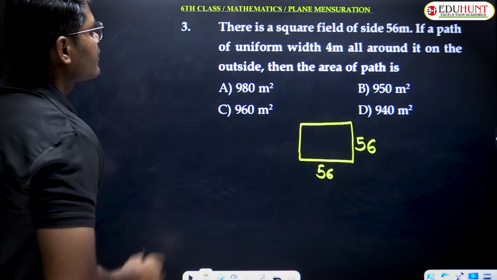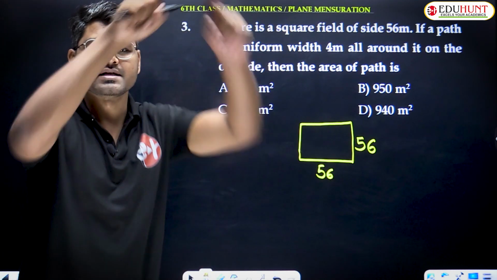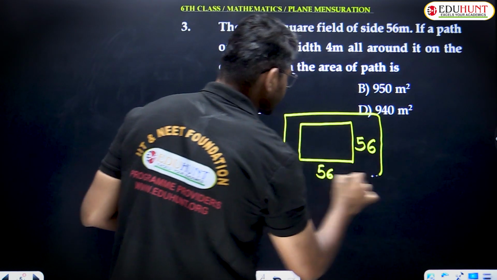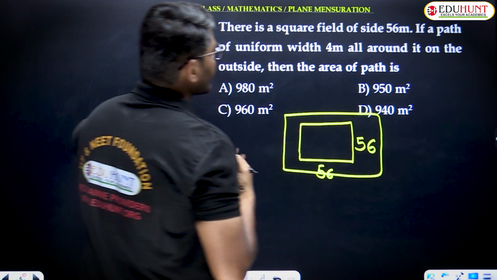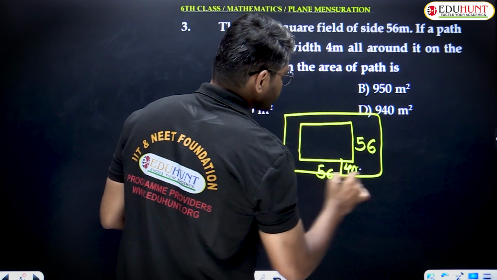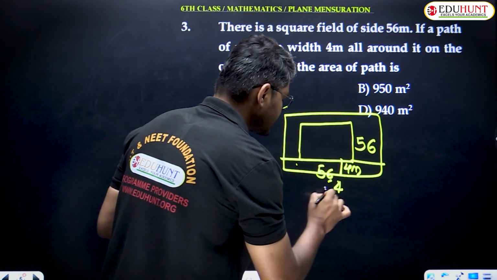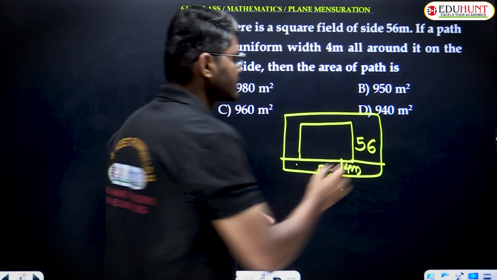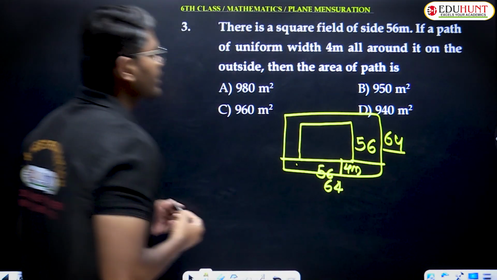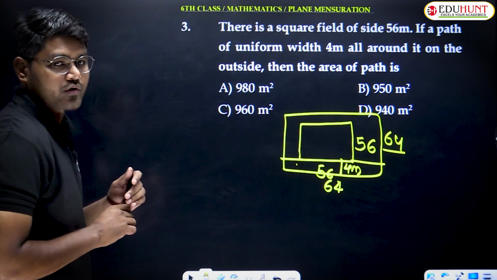If a path of uniform width 4 meters runs all around it on the outside, that means an outer border. Okay, right. So this is like this. This width is 4 meters. So this is 4, this is 4. This 60 plus 4 becomes 64. This is also 64. Okay, right. Now the area of the path we have to find.